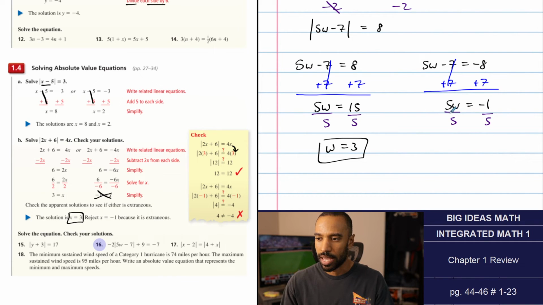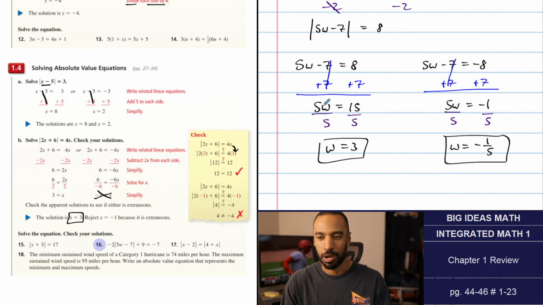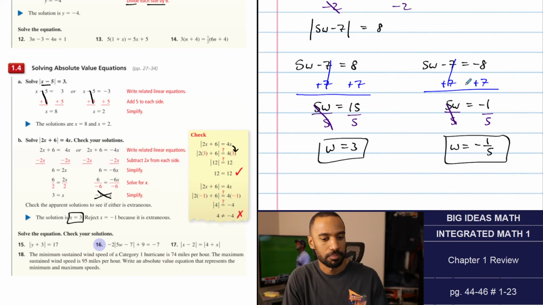And over here, you get w equals negative 1/5. I'm just going to leave it like that. There's also negative 0.2. We actually literally saw that number, negative 0.2, before when you divided. So you could write that answer as well. And that should be good.